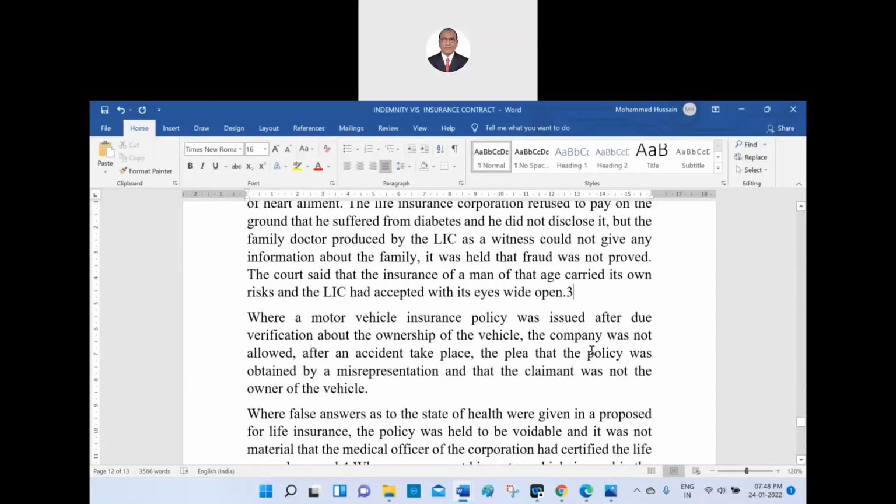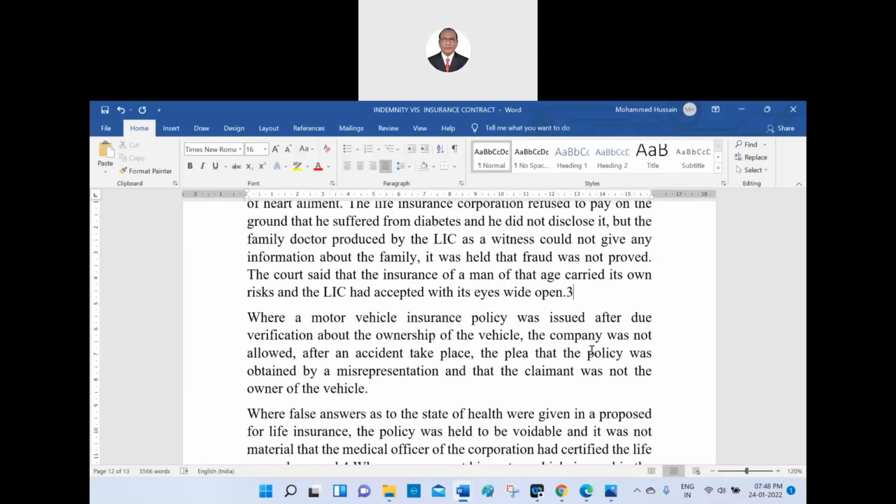Is it? If such a thing would be there, he would have to be shown to other doctors for a second opinion or a third opinion. Am I right? Yes, sir. Okay. So where a motor vehicle insurance policy was issued after due verification of the ownership of the vehicle, the company was not allowed to deny the claim for an accident that took place on the plea that the policy was obtained by misrepresentation that the claimant was not the owner of the vehicle.